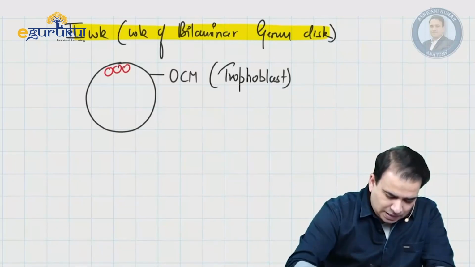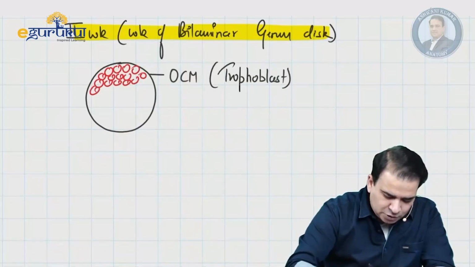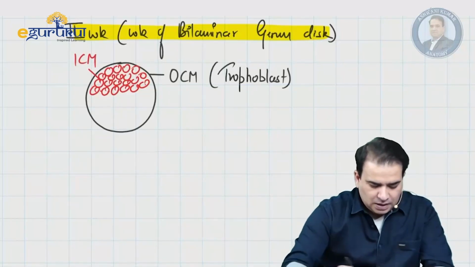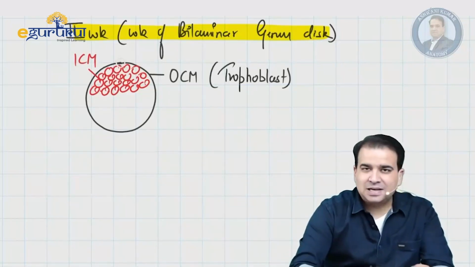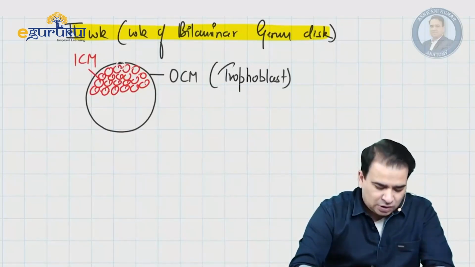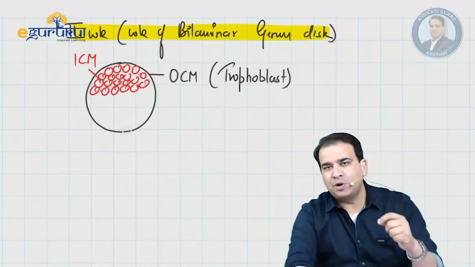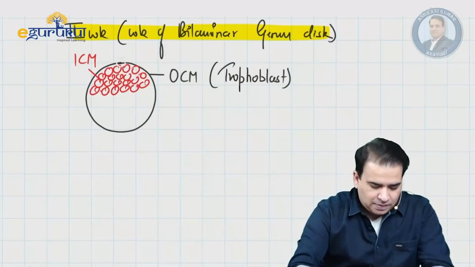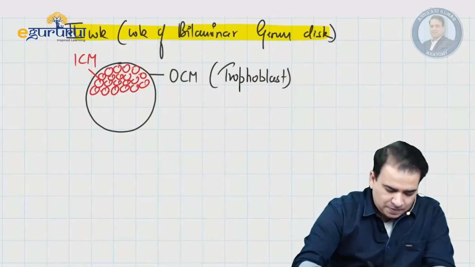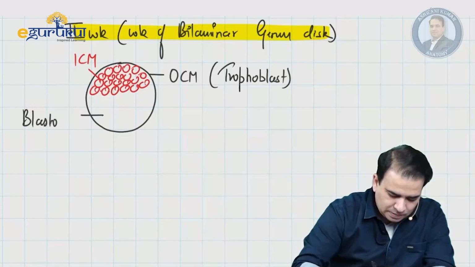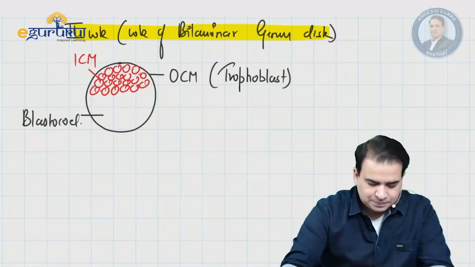And let's say these are the inner cell mass. So remember that inner cell mass which is pushed to one corner by the formation of the cavity inside. The pole on which the inner cell mass is attached is called the animal pole, also called the embryonic pole. And the opposite pole is called the vegetative pole or abembryonic pole. The cavity obviously inside is what? That is blastocele.